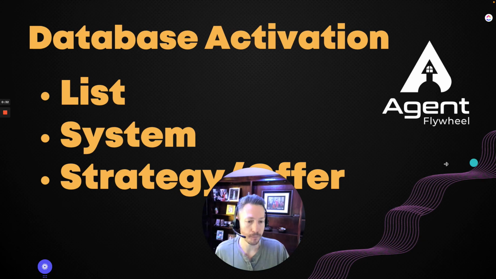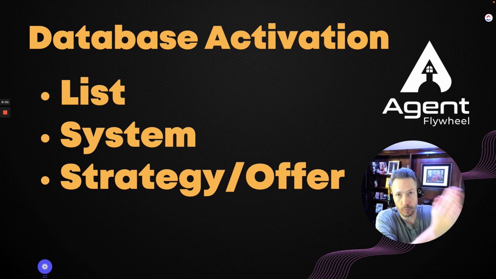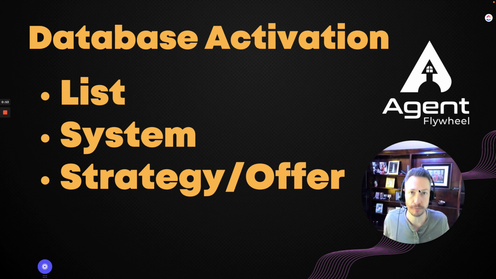Let's roll. So first off, what do we need to be able to follow along here and implement this stuff today? You need some sort of list. You need people to contact. So this could be past clients or just cold lists. You need some sort of system. Today we're going to be walking you through step by step on Agent Flywheel.